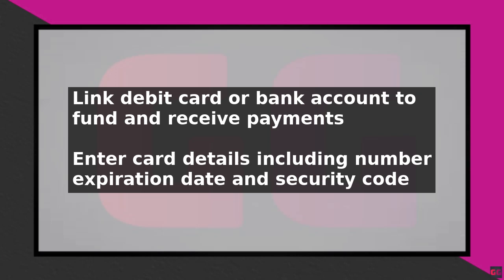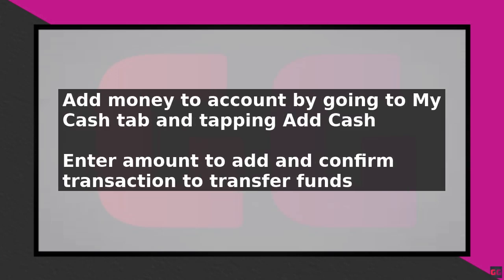To add money to your Cash App account, go to the My Cash tab and tap on the Add Cash button. Enter the amount you want to add and confirm the transaction. The money will be transferred from your linked debit card or bank account to your Cash App account.